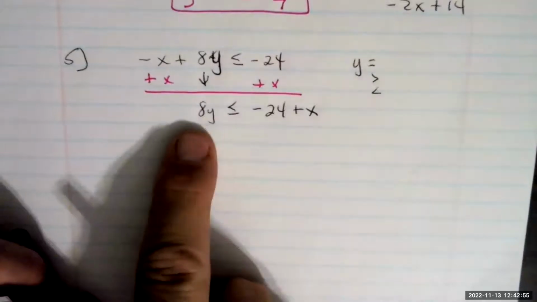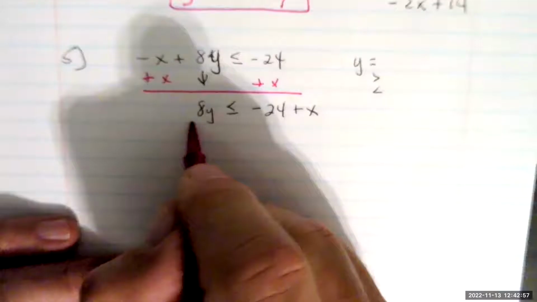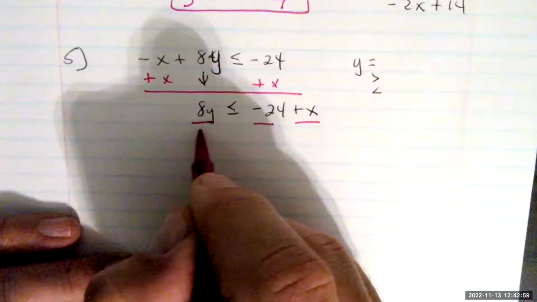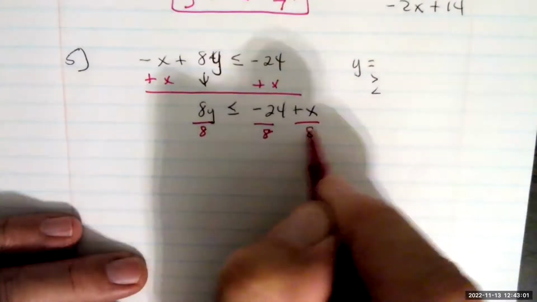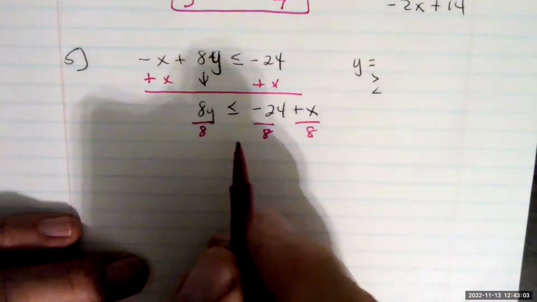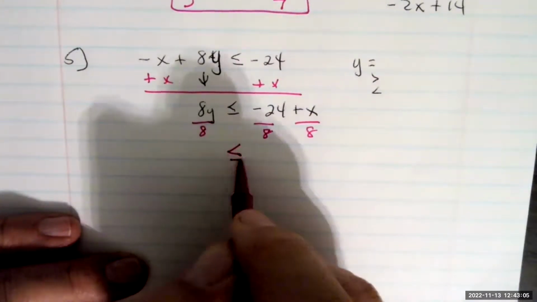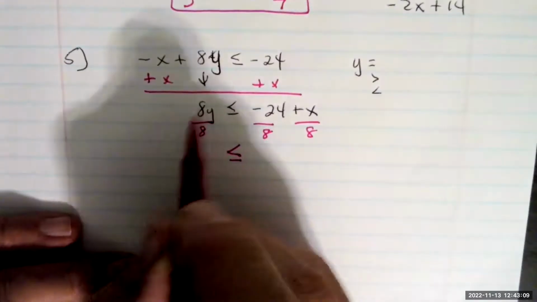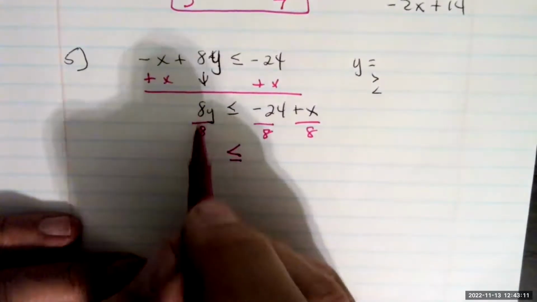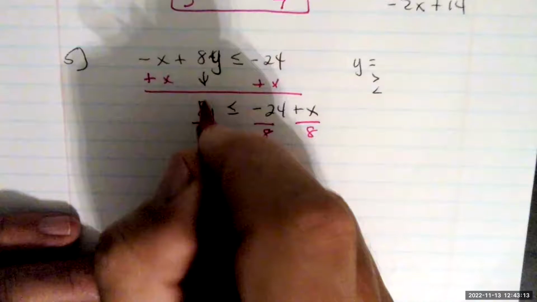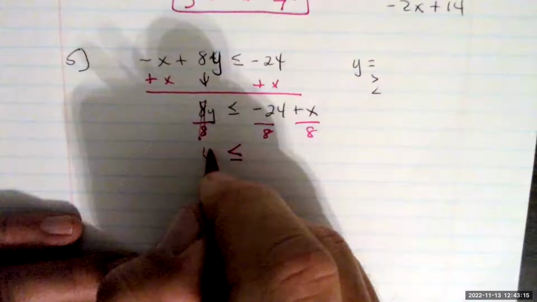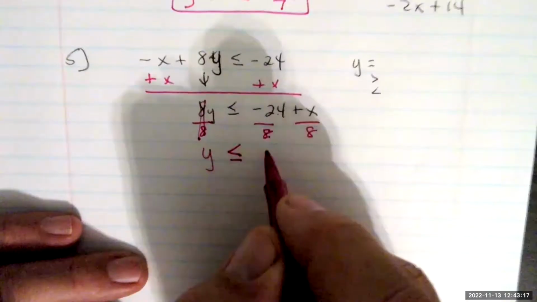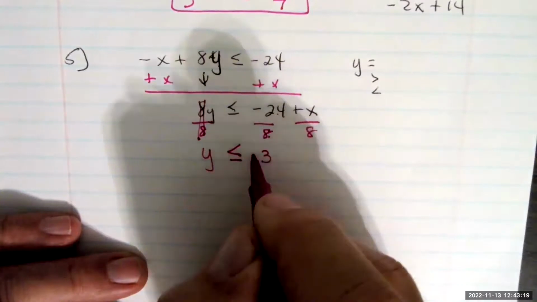All right, now look at my y. My y is being multiplied by 8, so we divide everything by 8. I'm not dividing by negative numbers, so my inequality stays the same because that's not negative. We don't care about this side. We only care what's being done to the y. All right, 8 divided by 8 is 1, and 1 times y is y. 8 goes into 24 3 times, and we have 1 negative here.